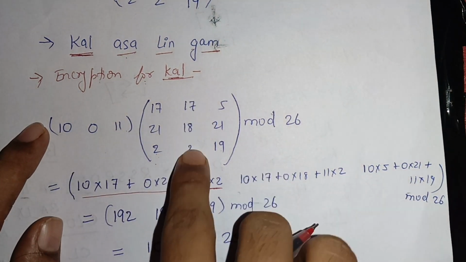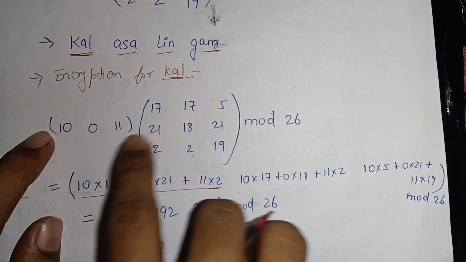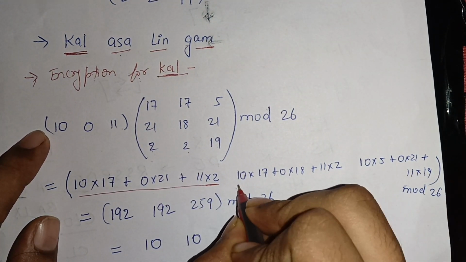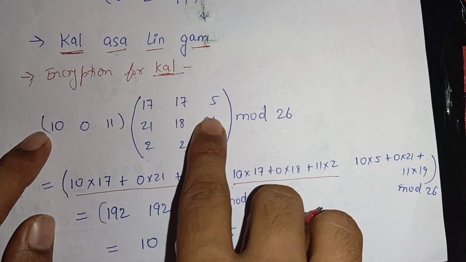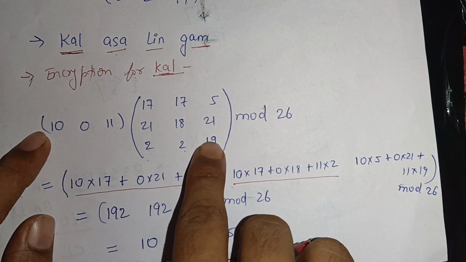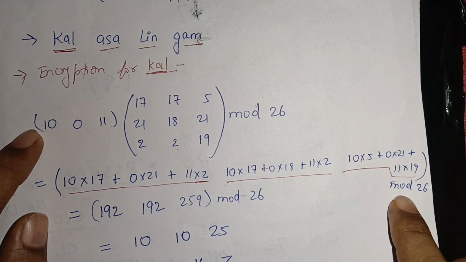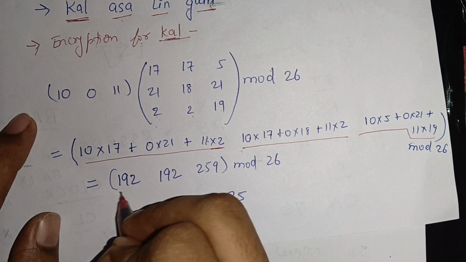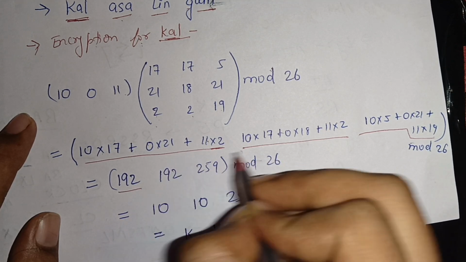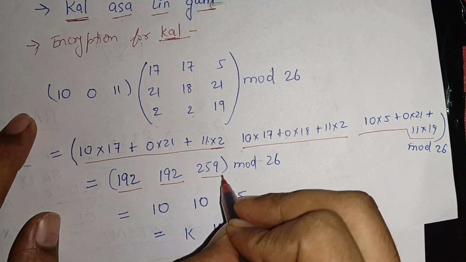Again we need to perform it for the second one. So 10 into 17, then 0 into 18, then 11 into 2. This will be the second. And the third one is 10 into 5, then 0 into 21, and then 11 into 19. This is for the third one, and then mod 26. After solving this we got 192, again 192 for this one, and for this we got 259.